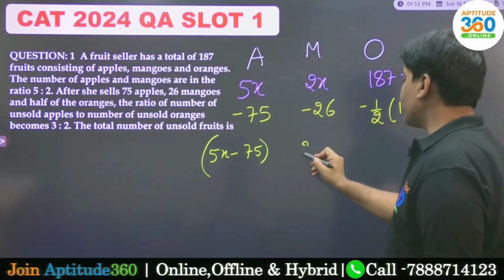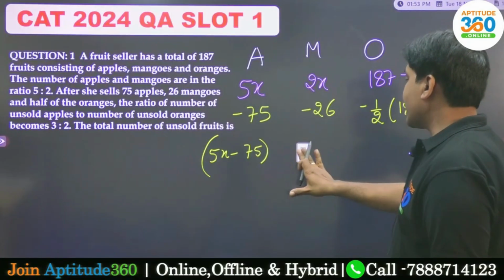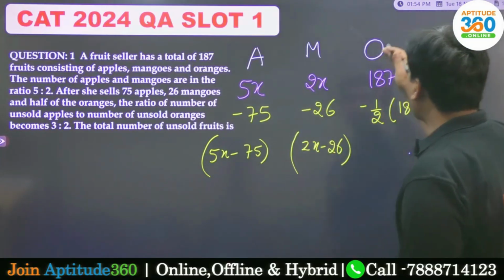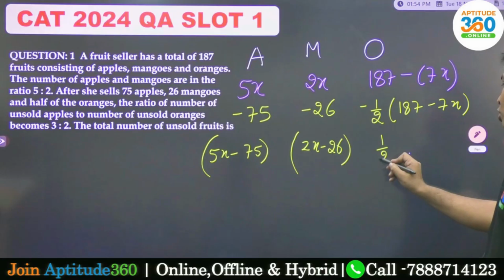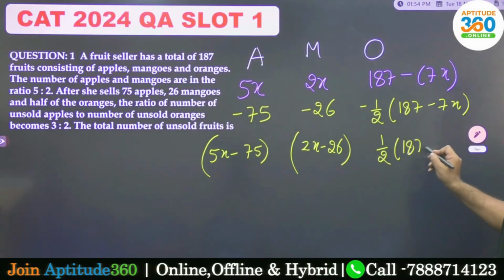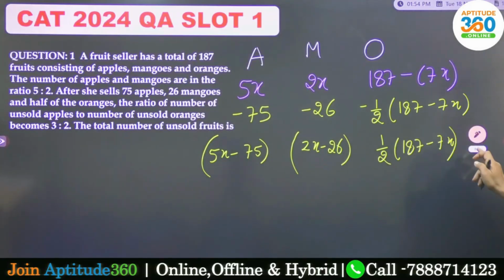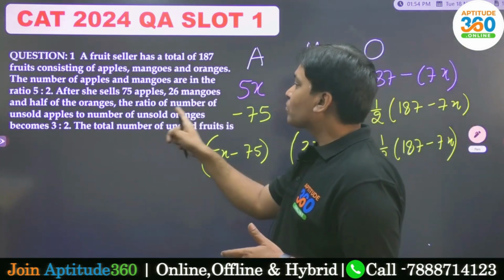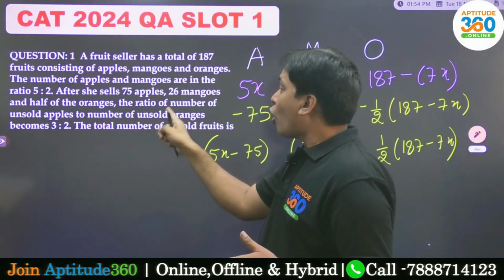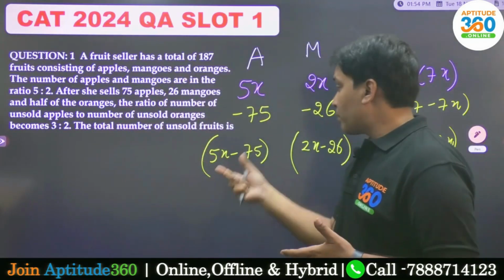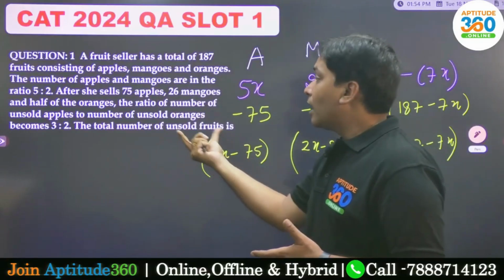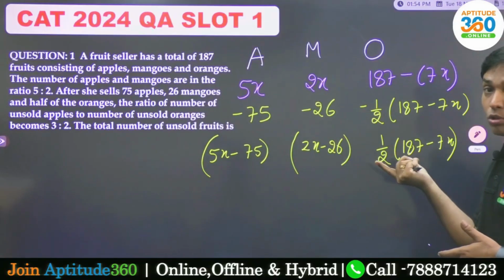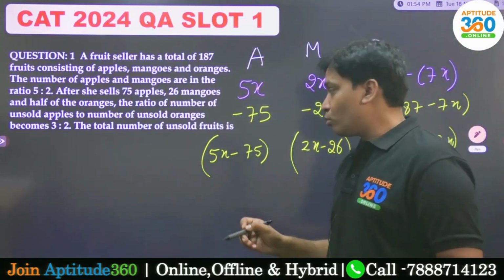How many mangoes we are left with? 2x negative 26, right? And how many oranges we are going to be left with? Because half is gone, so what is that we will be left with? It is 187 negative 7x, half of that value. Now the problem further says that the ratio of number of unsold apples to number of unsold oranges, these are the unsold oranges, that ratio is 3:2.